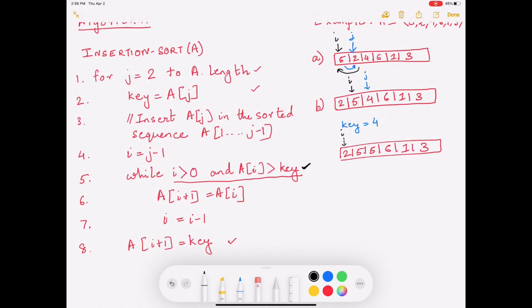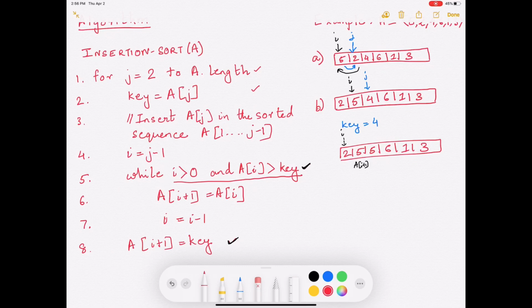Now, I is still greater than 0. But AI, is it greater than key? The answer is no. AI is 2 and key is 4. So you're not entering into the while loop. Now you exit out of the while loop and we look at line 8. That is AI plus 1 equals key. So this is I. AI plus 1 is this value. This value here is AI plus 1. So that will get modified to 4. That's how the array would look like, because you're going to copy that, put 4 in there.